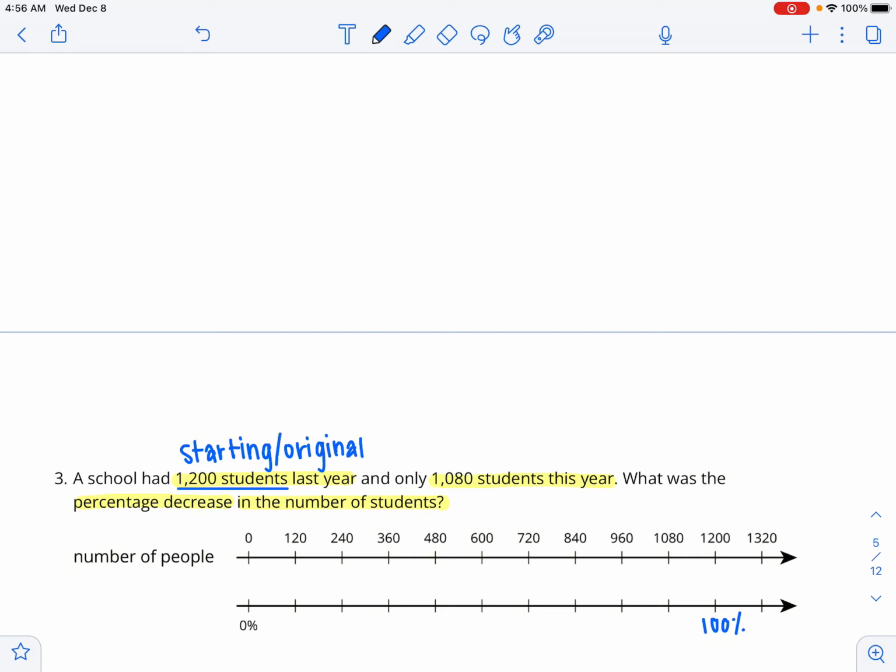I can see that I'm splitting up 100% into 1, 2, 3, 4, 5, 6, 7, 8, 9, 10 groups. And so I know that if I'm dividing 100% into 10 groups, I'm counting by tens. We can always double check that. We just want to make sure that if we count by tens, we end up in the correct place, which is at 100%.